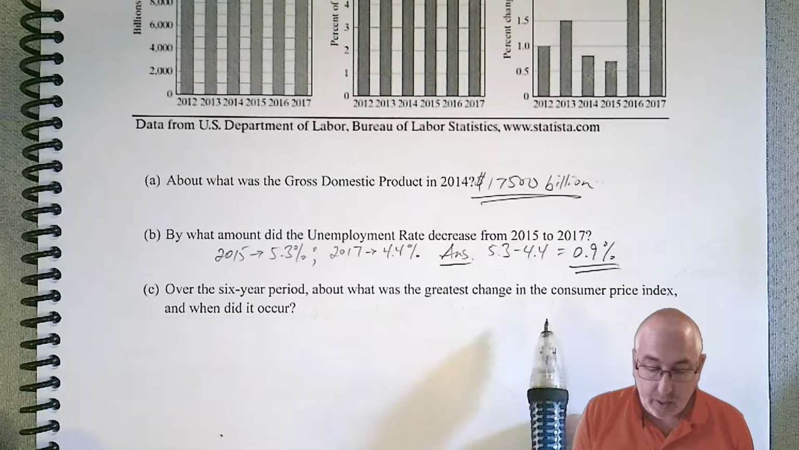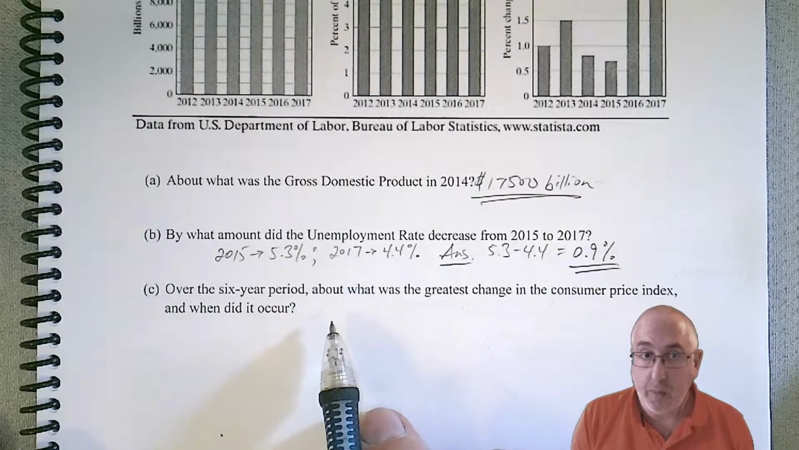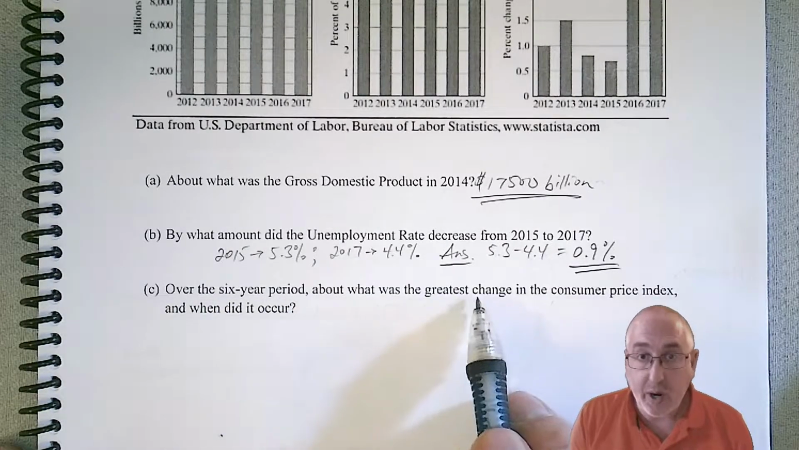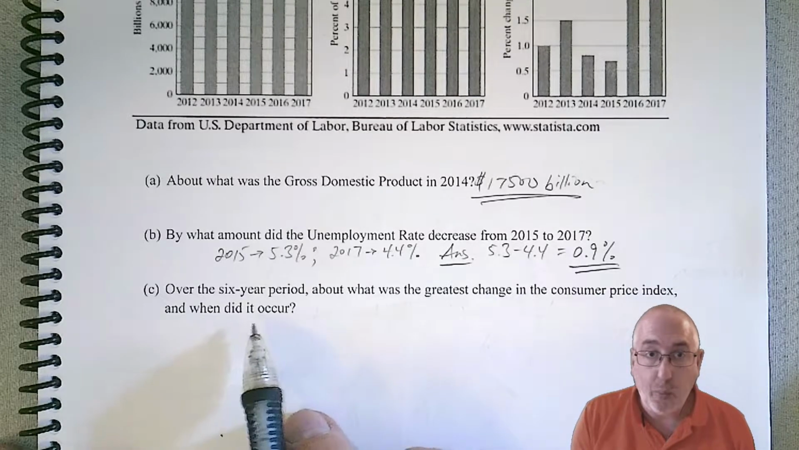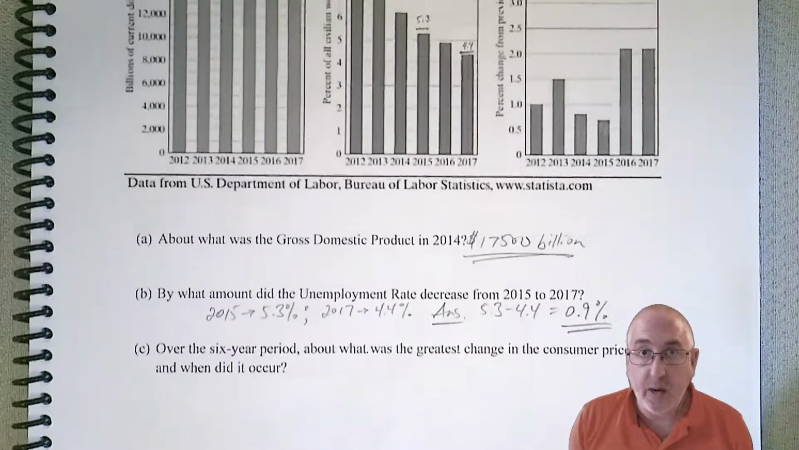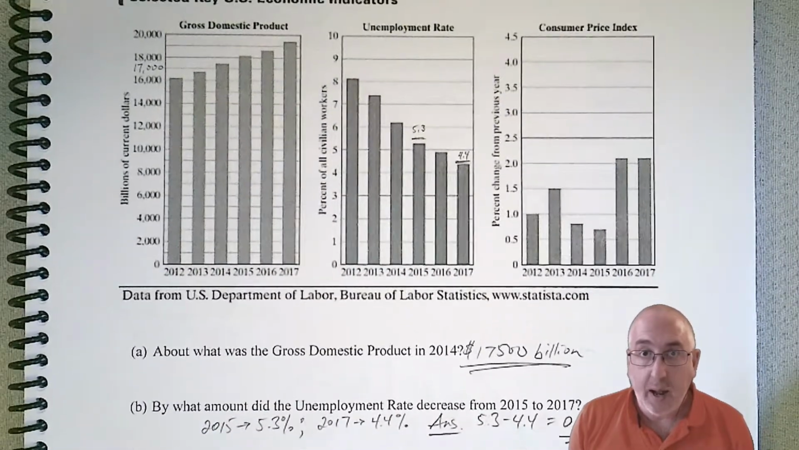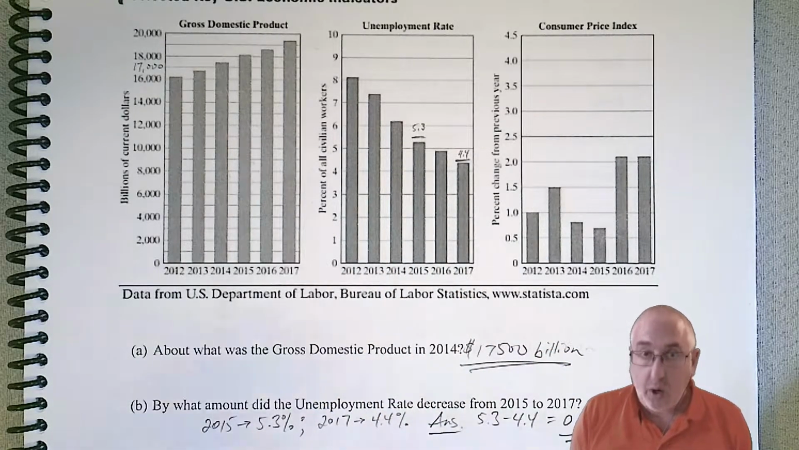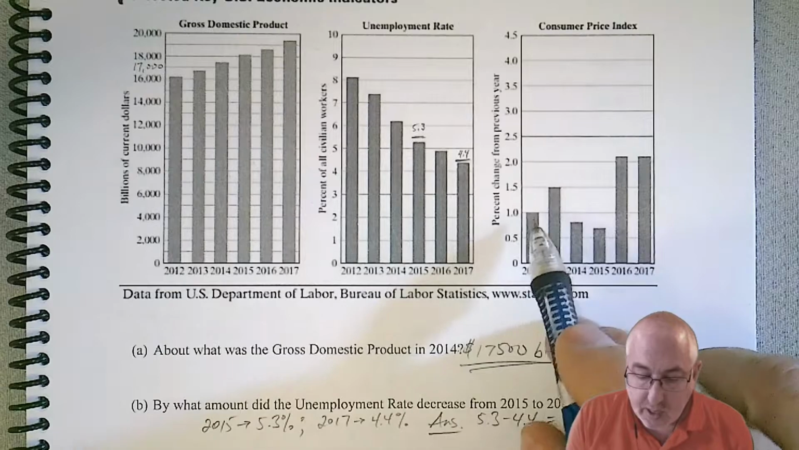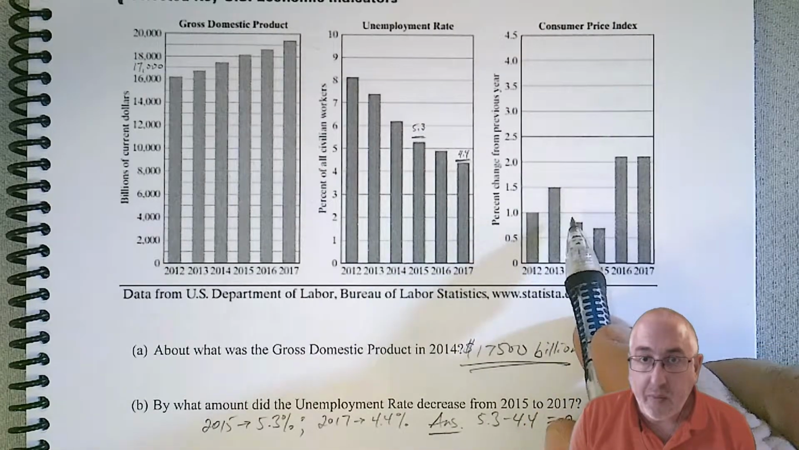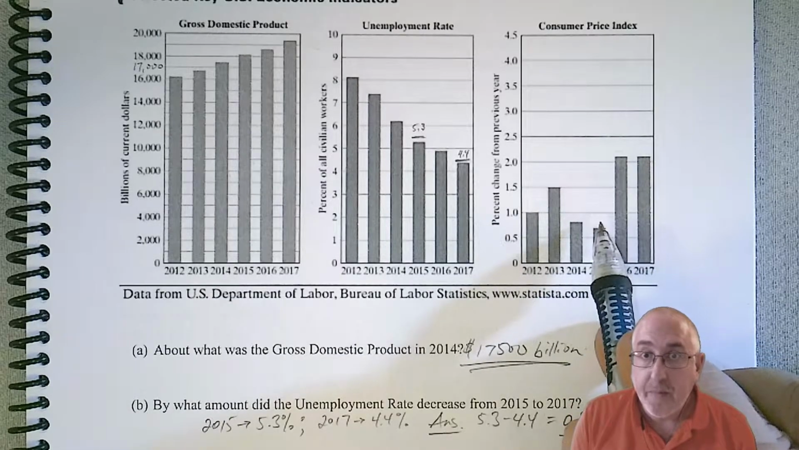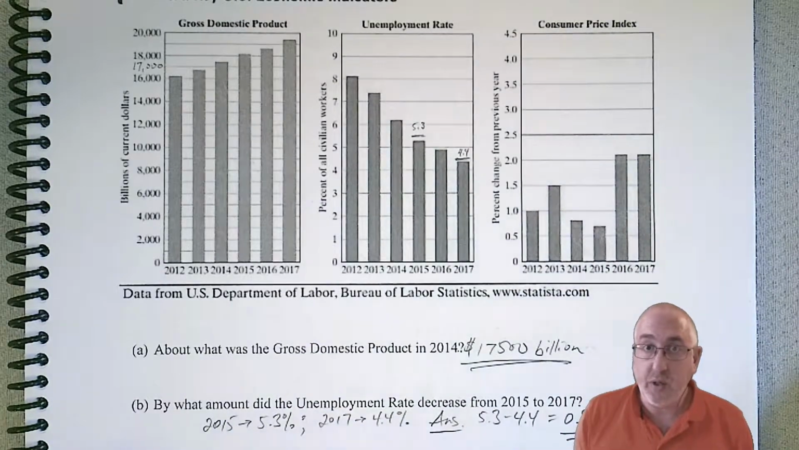All right, now the last question looks kind of similar to the previous one, but there is a subtle difference, which we'll see as we go through it. So over the 6-year period, about what was the greatest change in the consumer price index and when did it occur? So the greatest change. Now, you might be thinking it's similar to what we did here. We're going to have to look at a pair of years from one year to the next and see when it changed the most. So we can see that we have a change here, we have a little bit bigger change on the downside here, change there, and then we got a big change here, and these two bars, there's no change between those.